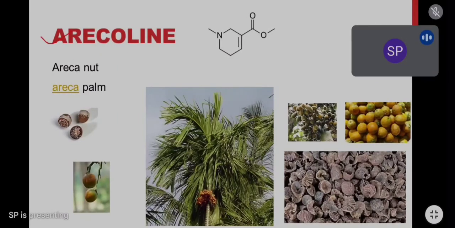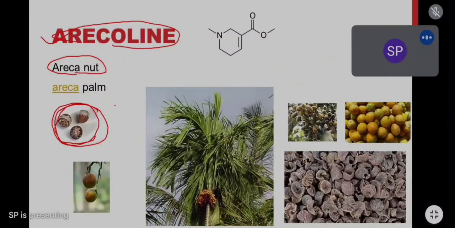See, this alkaloid arecoline is obtained from the areca nut. You might have heard about it: the chewable nut, supari, betel nut. Betel nut is the common name. What do they call it in Hindi? Supari. Any other name you know for this nut? These nuts grow on the areca palm tree. This is the areca tree in Kerala and in Ooty, in those places with cold rainy climate, these plants are very commonly cultivated.